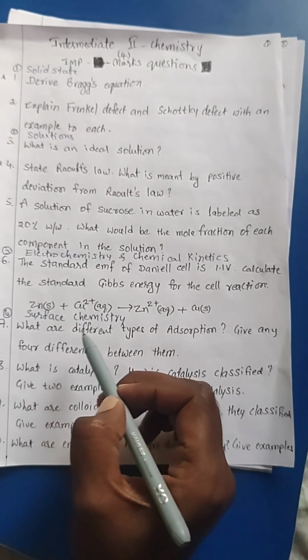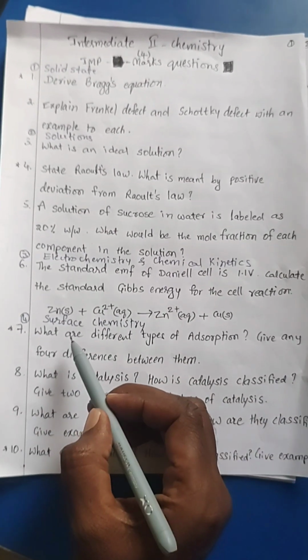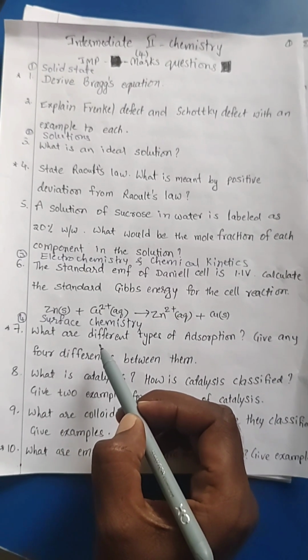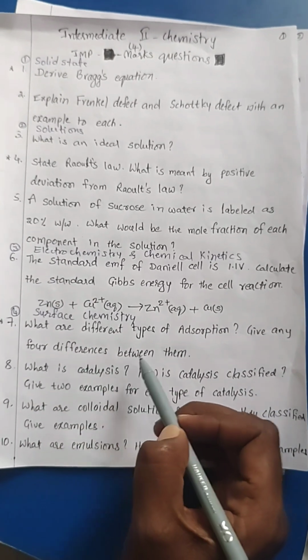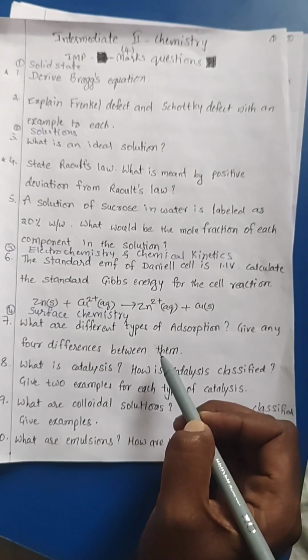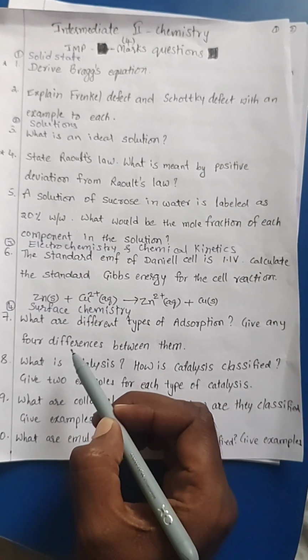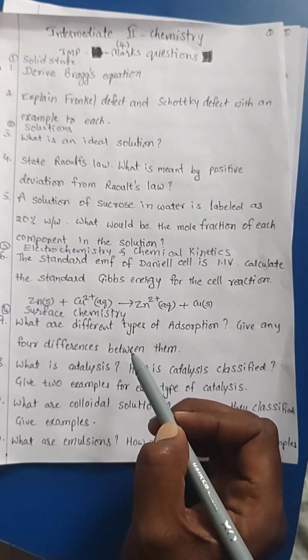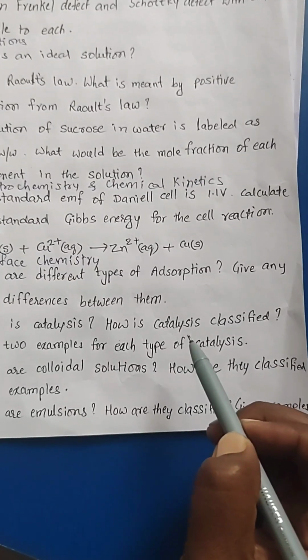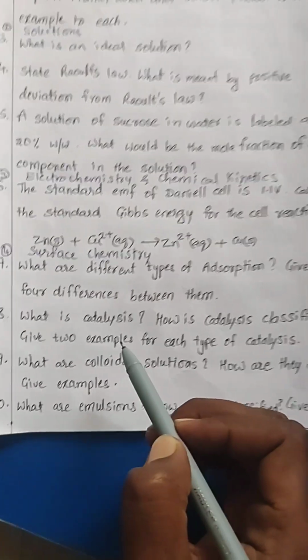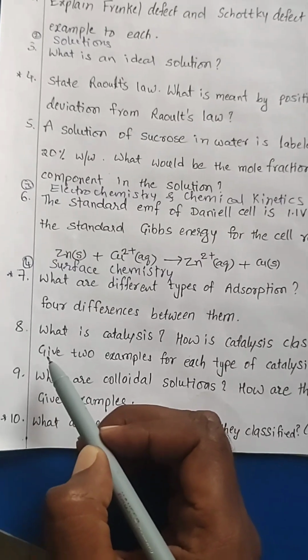From the surface chemistry, there are 3 important questions. What are the different types of adsorption? Give any 4 differences between them. This question may also ask us to differentiate between chemisorption and physisorption. Another question: what is catalysis? How is catalysis classified? Give one example for each.